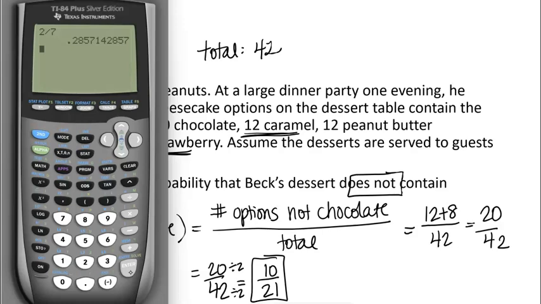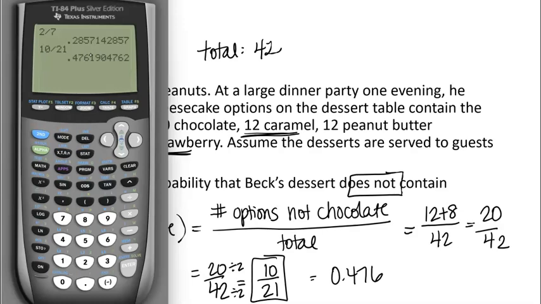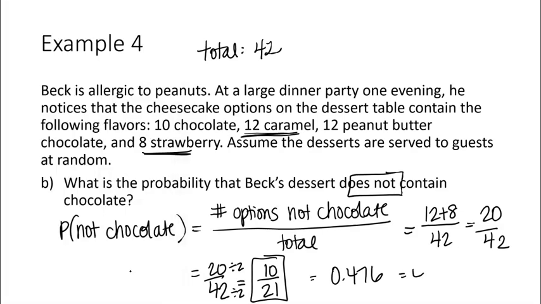If you prefer the decimal version, 10 divided by 21, to 3 decimal places would be 0.476. Or as a percentage, remember you can multiply by 100 to turn it into a percent, 47.6%. Almost half. 47.6% chance of not having chocolate.